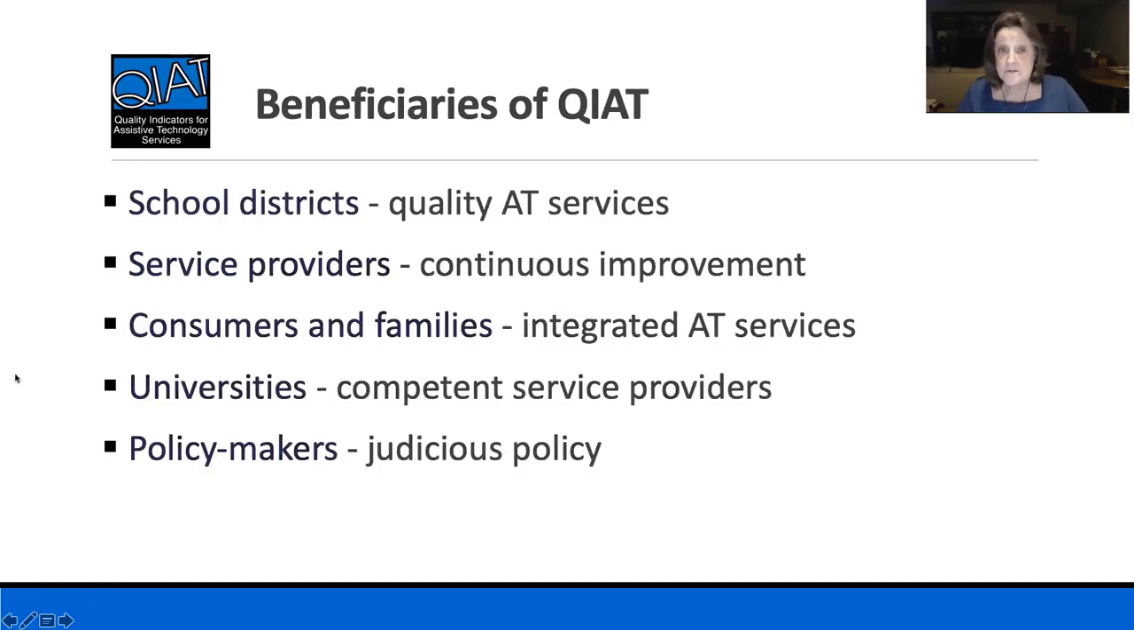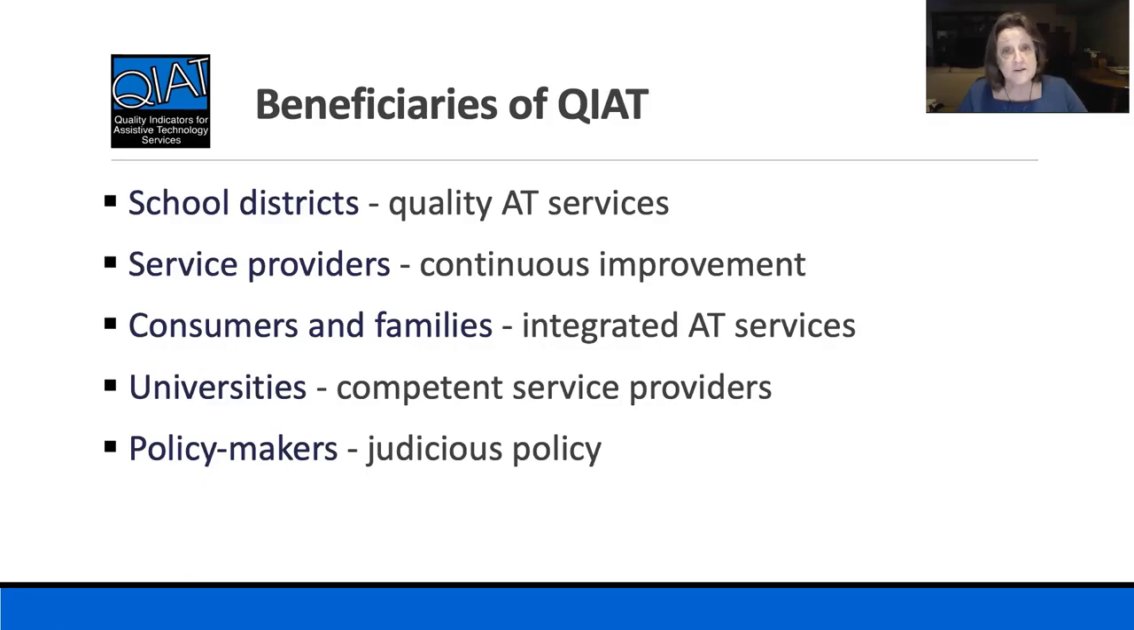The beneficiaries of QIAT are five. First, school districts who are striving to improve the quality of their assistive technology services. Service providers, like myself, also are looking at continuous improvement in how we provide services, and the quality indicators can be helpful for that as well.